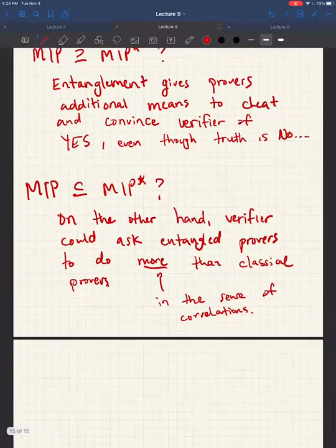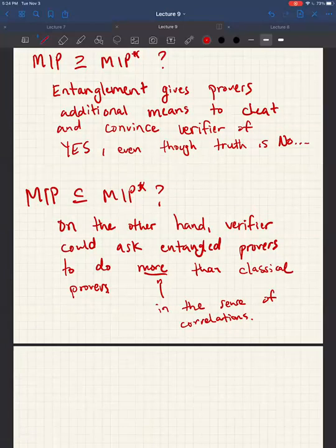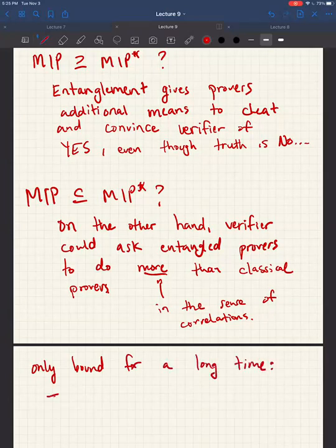So for a long time, the complexity status of this MIP star was very unclear. For the longest time, the only bound that we had was kind of a trivial one, that IP is contained in MIP star.